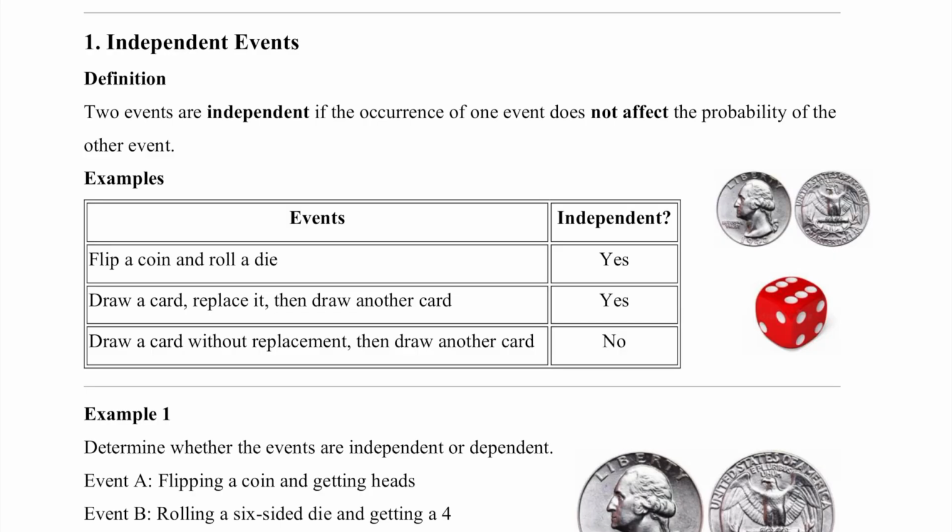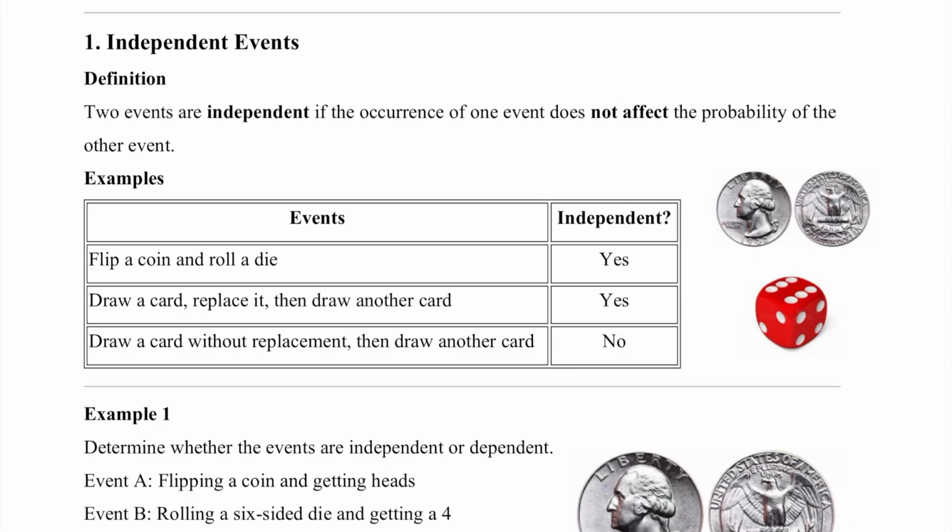Let's look at some examples. If you flip a coin and roll a die, those events are independent. If you draw a card, replace it, and then draw another card, those events are also independent. Why? Because replacing the card restores the deck to its original condition. The second draw is unaffected by the first draw.